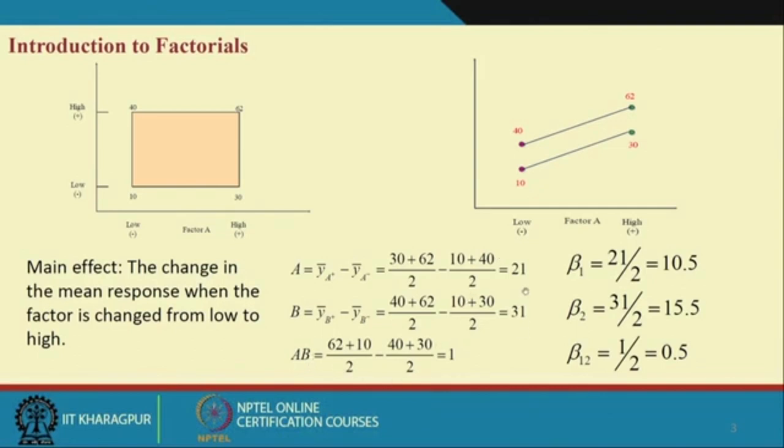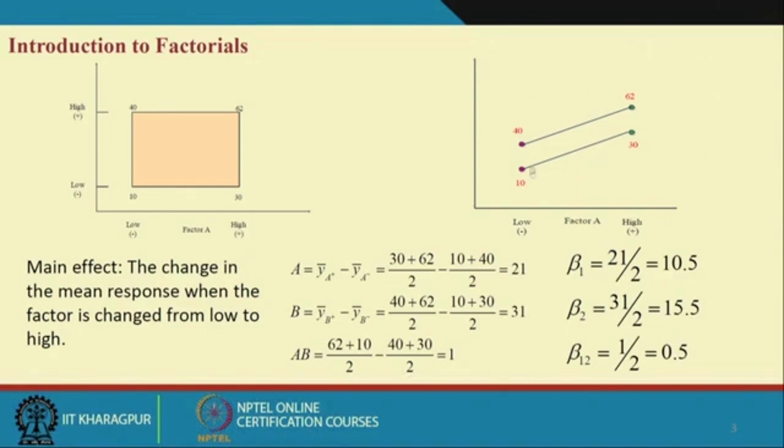If you see the values, you find that the A and B values are quite high, but the AB interaction is very low. So, it can be neglected, but later on we will see how to do the significance test of all those effects, so that some of the effects will be neglected for further consideration.